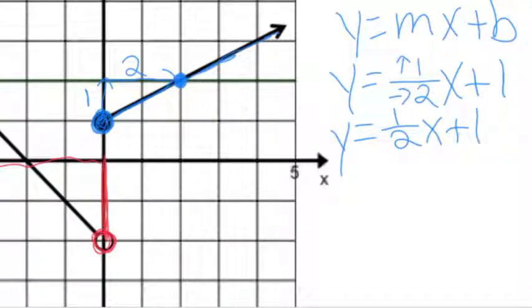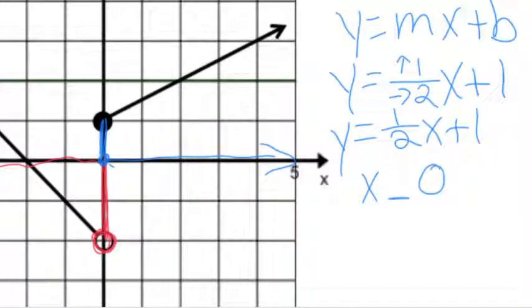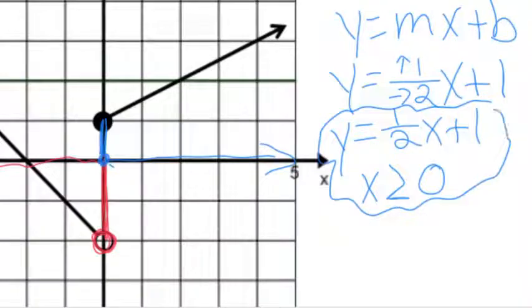Then we have to put our restrictions in there. So our restrictions for step 2 is where our x is 0 and our x is getting bigger. So x can equal 0. It can also be bigger than 0. So there is our equation for step 2.